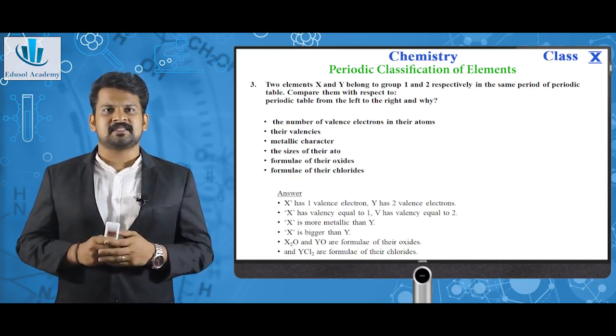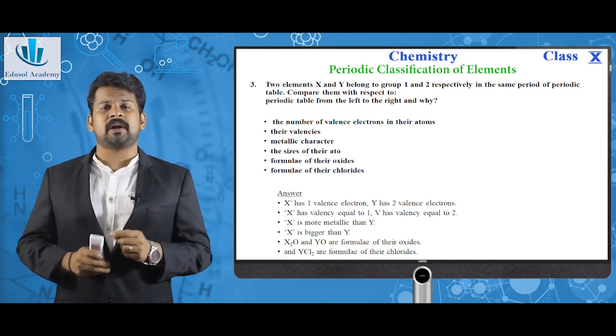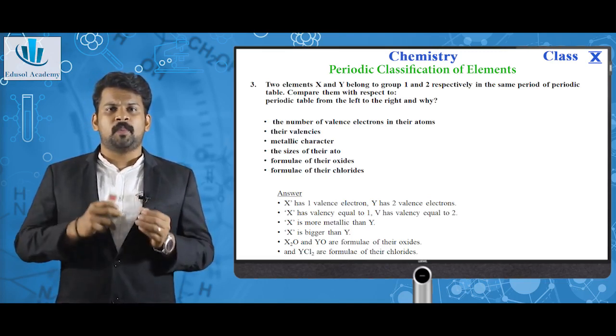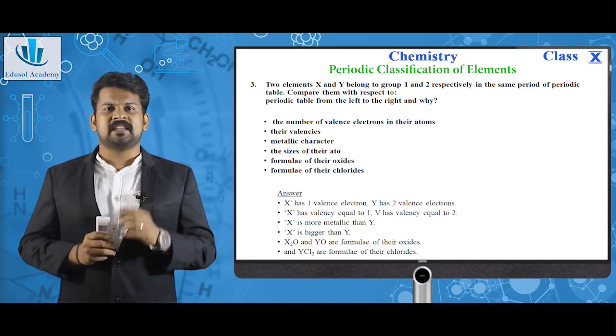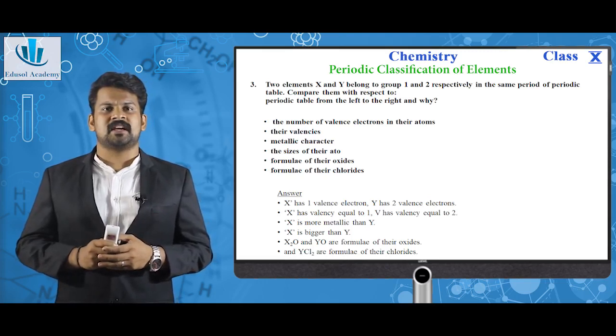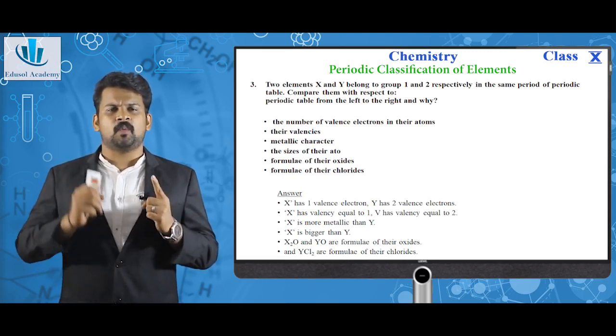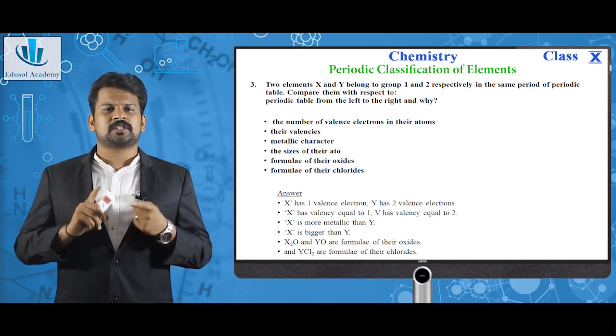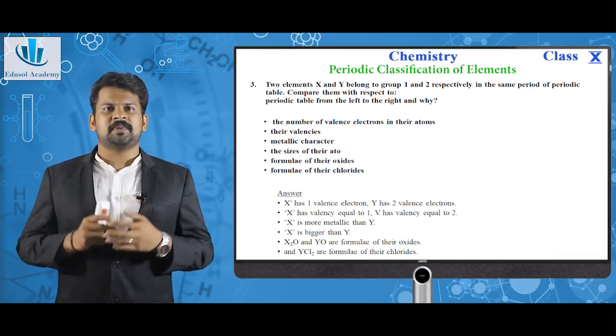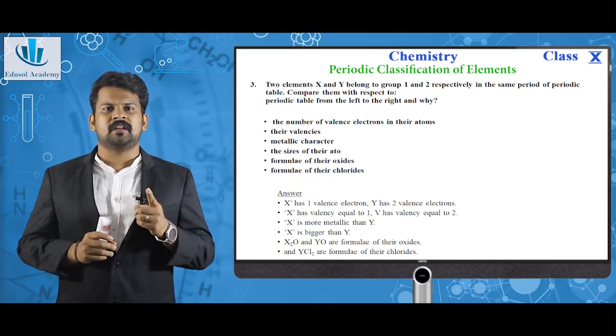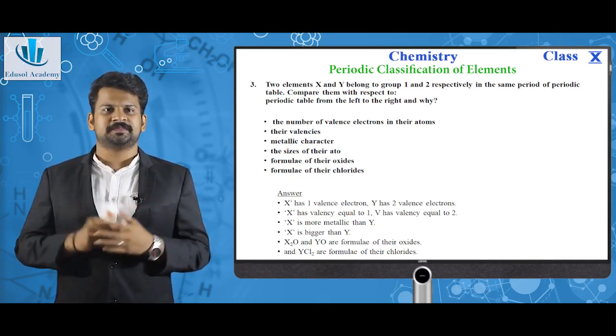First, the number of valence electrons in the atom. As the question says, X and Y belong to group 1 and 2. Group 1 elements have 1 valence electron and group 2 elements have 2 valence electrons. So X has 1 valence electron and Y has 2 valence electrons. Next, valency. From the group itself, valency of X is 1, valency of Y is 2.